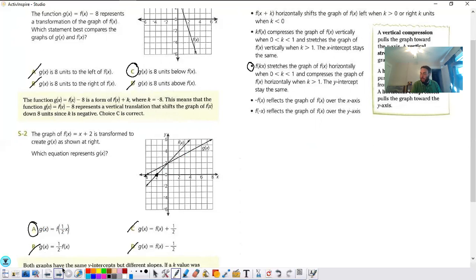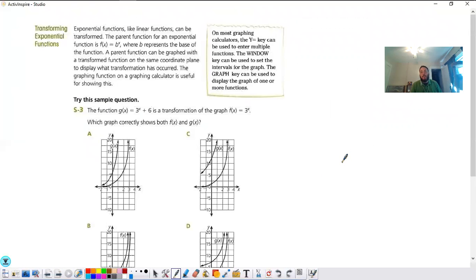All right. Now we're going to take a look at exponential functions. So, transforming exponential functions. Exponential functions, like linear functions, can be transformed. The parent function for an exponential function is f of x equals b to the x, where b represents the base of the function. A parent function can be graphed with a transformed function on the same coordinate plane to display what transformation has occurred. The graphing function on a graphing calculator is useful for showing this.